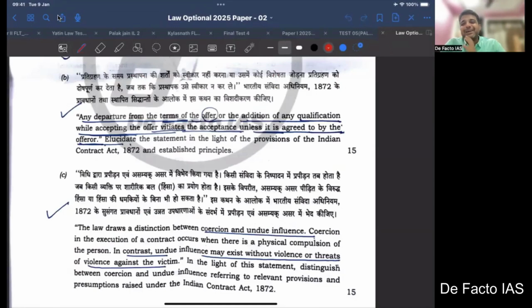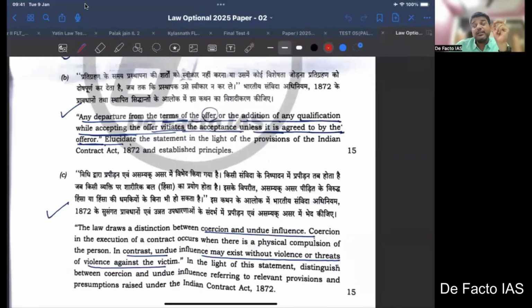Okay. So, you can give multiple examples with regard to that. And acceptance also must be absolute and clear, right? So, again, multiple examples can be given, right? Counter offers are different, cross offers are different. Okay. So, those are examples you can very easily give. Again, very easy question, very repetitive.